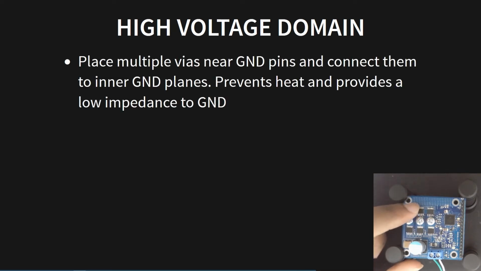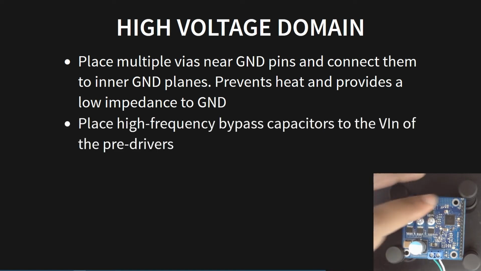One of the things that they mention in one of the app notes that I've been studying, mostly from NXP, from Texas Instruments, and basically accumulated these ideas from different documents that manufacturers provide. One of the recommendations is to place multiple vias near ground pins and connect them to inner ground planes. It prevents heat and provides a low impedance to ground. So as you can see on the top, I put a lot of these vias, and these are connecting the ground planes and the power planes basically. So I've kind of done that, but it could be improved, I think.